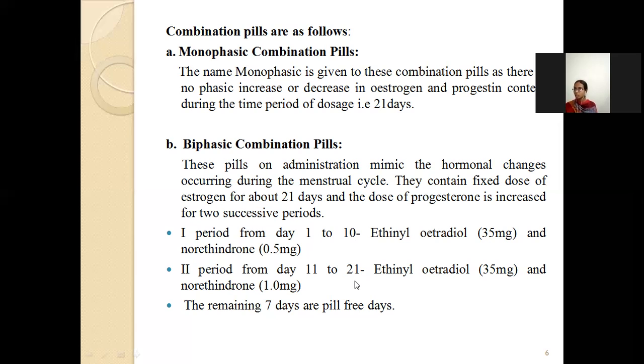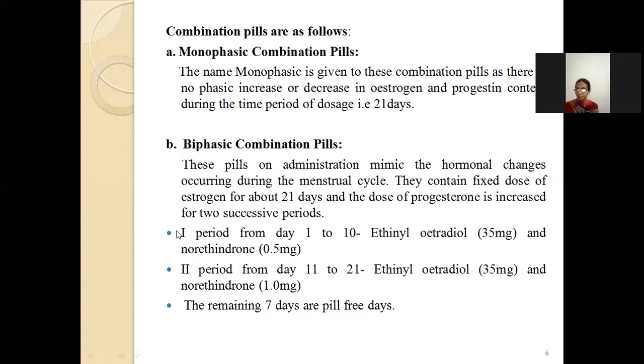I said that this drug should be taken for 21 days. So here up to 21 days. And after the completion of the second period, we have to stop the medicines for 7 days for the menstrual cycle. See here, on administration of these pills, the hormonal changes occur during the menstrual cycle. So they contain a fixed amount of estrogen for 21 days and also the dose of the progesterone is increased for the two successive periods.